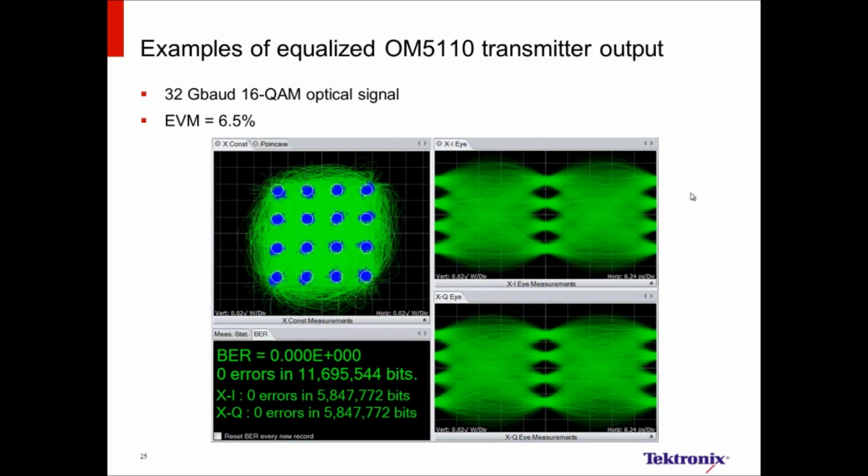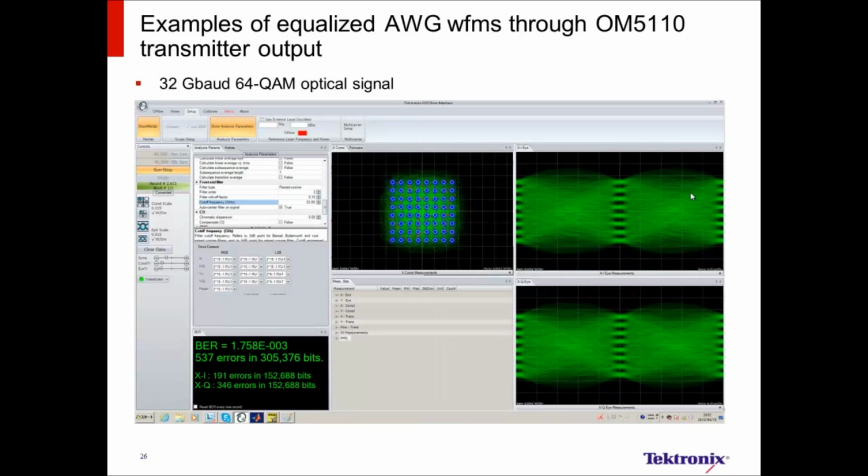So here you can see 32 gigabaud at 16 QAM, and here we're still seeing 6.5% EVM at the end of the line, and again, very good characteristics for doing this kind of testing. And we've even tried going up to 64 QAM and above, and we're able to still get somewhat open eyes, and we're able to do fairly good testing at the end of the optical link cable fibers.